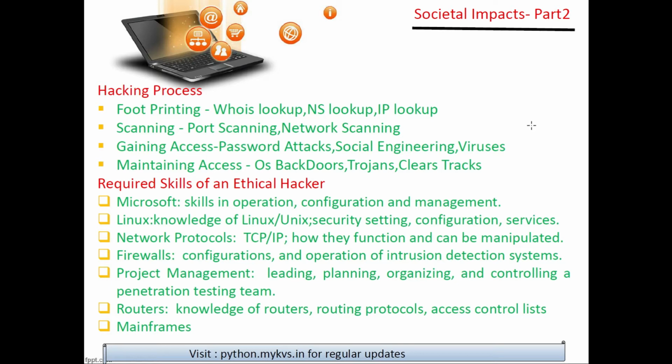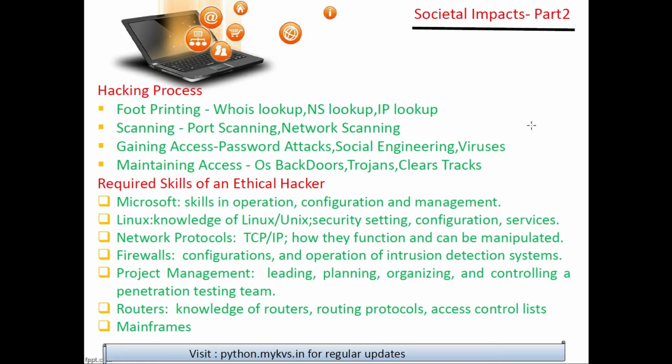Required skills for an ethical hacker. They should be very good in operation, configuration, and management. They should have knowledge of different kinds of operating systems such as Windows, Linux, Unix, security settings, and configuration services. They should be well versed in network protocols like TCP/IP, how they function and can be manipulated. They should know how to configure the firewall and the operation of an intrusion detection system.